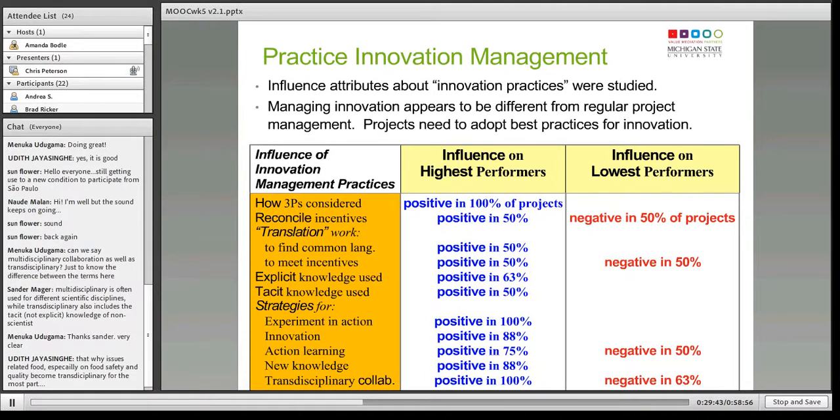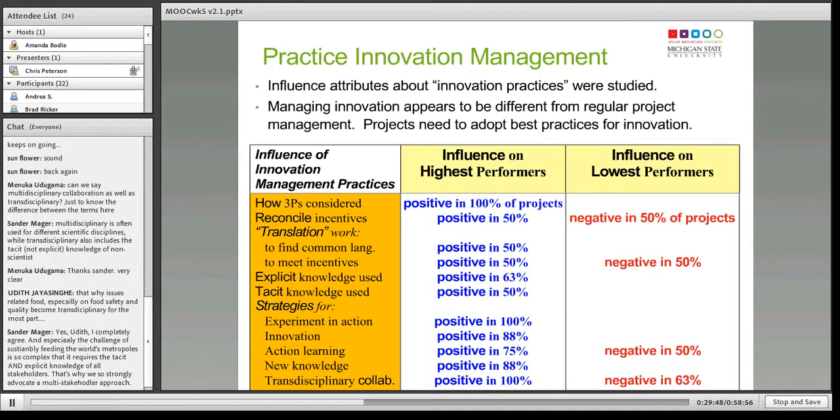management. Because we could presume that innovation needs its own special kind of managerial approach. And indeed, we tended to see that emerge as well as we compare and contrast the high performers from the low performers here. How the three Ps got considered was positive in absolutely all of the high performing projects.